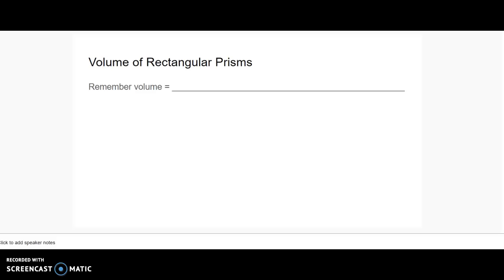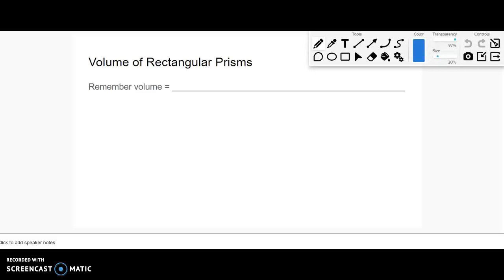All right, we're talking about volume of rectangular prisms again. I'll keep this quick since we've talked about this already. But remember that volume is length times width times height, at least when we are talking about rectangular prisms.